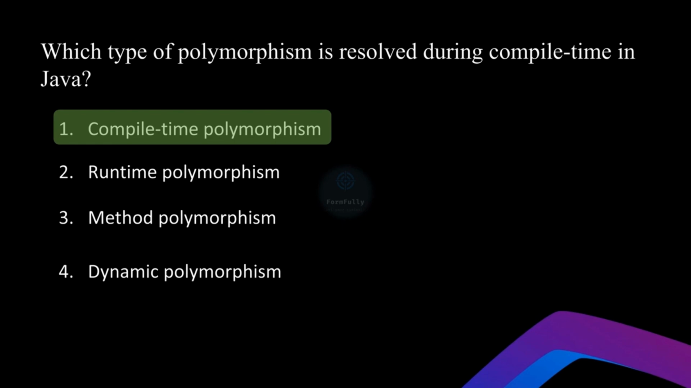Runtime polymorphism, method polymorphism, dynamic polymorphism. These three are described as runtime polymorphism, also known as dynamic polymorphism, where method overriding is involved.